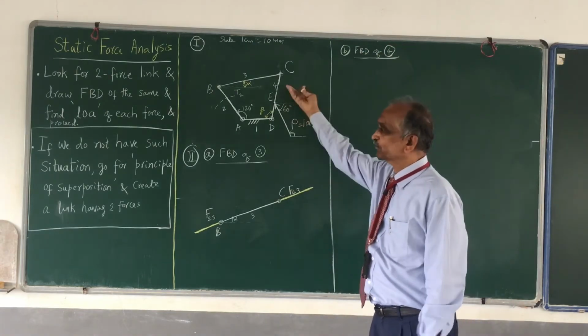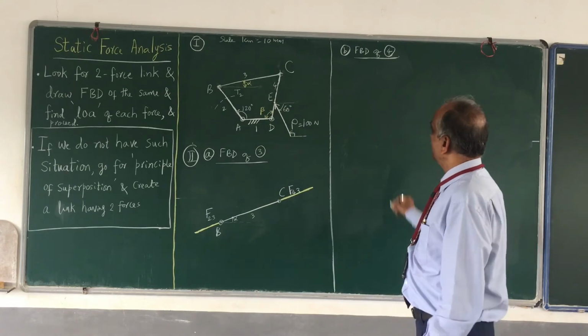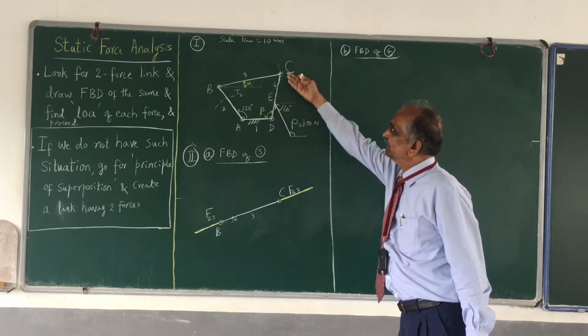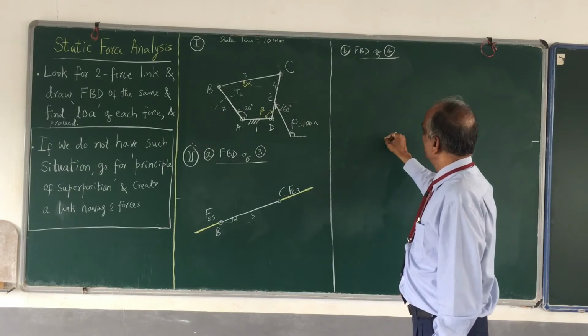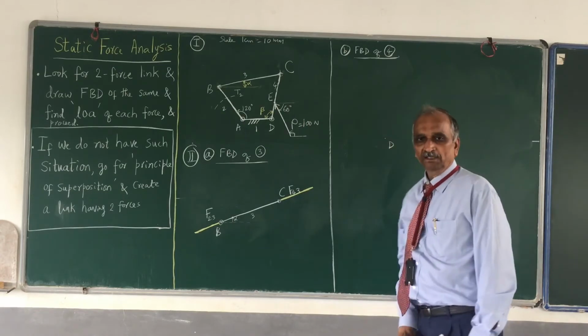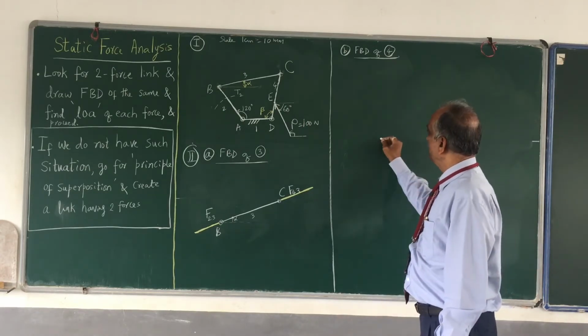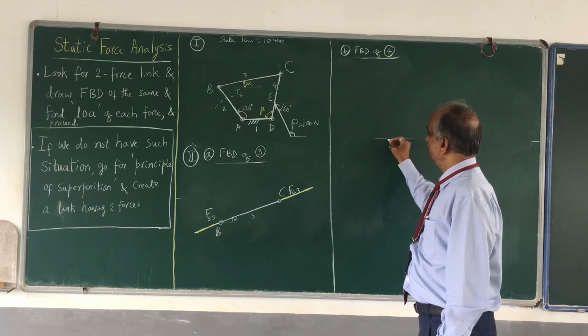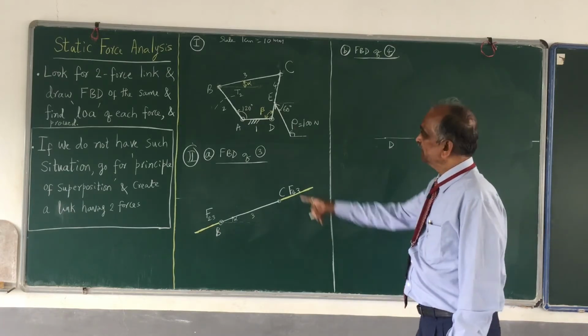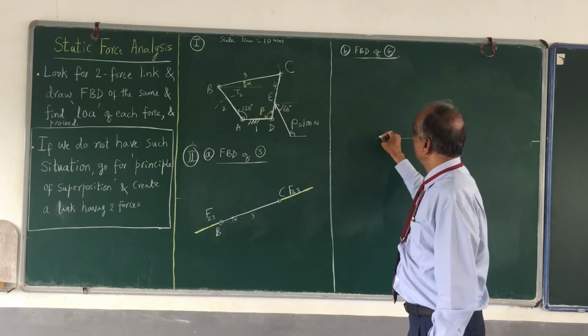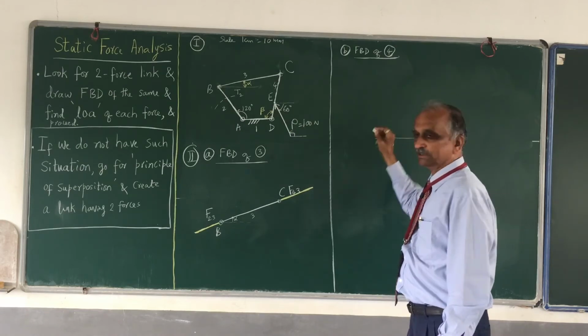Isolate link number 4 from all its neighbors. Link number 4 is nothing but DC. I start with the D. I need to draw it. I draw a horizontal line here, only a construction line. This is my D. And measure what is called beta. This is beta, which I know.